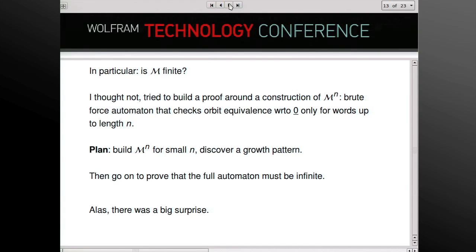If you look at the orbits a little more carefully, they have all kinds of strange combinatorial properties. And it just didn't seem right that you could build a finite state machine that would actually check whether 2 strings are in the same orbit. The orbits seem to be too complicated, and the finite state machine is just too stupid to do that. And so my battle plan was the following.